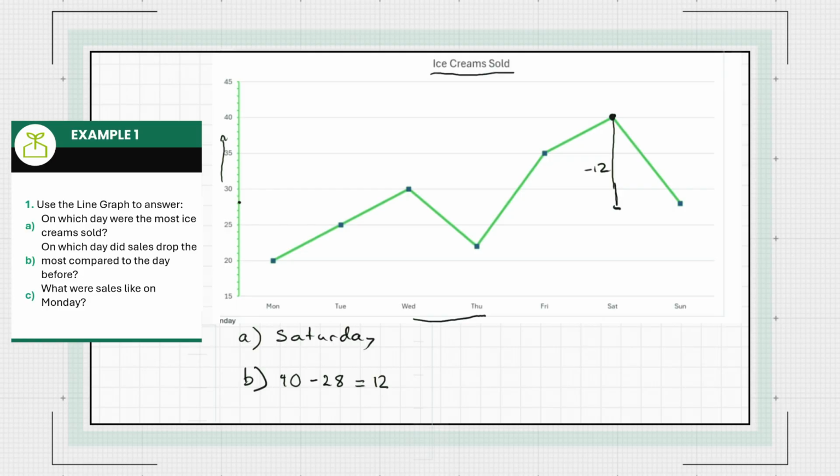And then our other major drop is between Wednesday and Thursday. So let's just look at what this particular drop is going to be. So up here we have 30, and down here we have 21, 22, it looks like, so 22. So here we've dropped 8 between those two. So our largest drop is in fact from Saturday to Sunday.